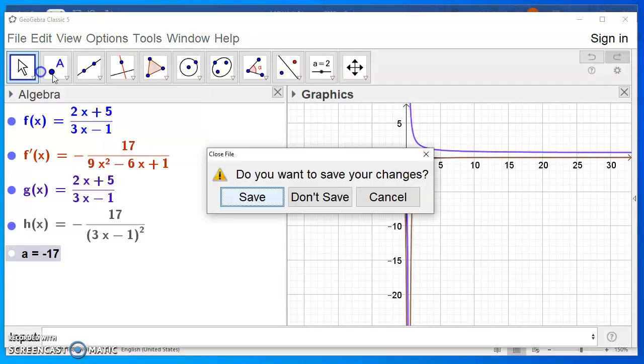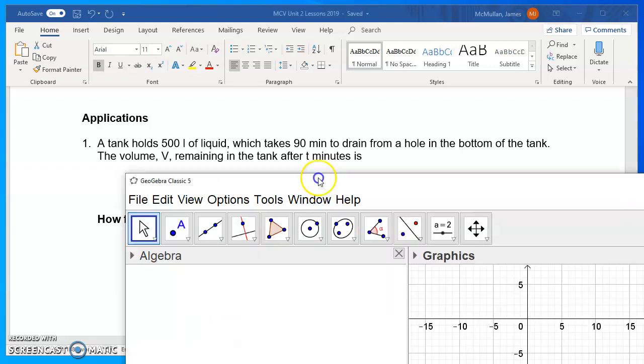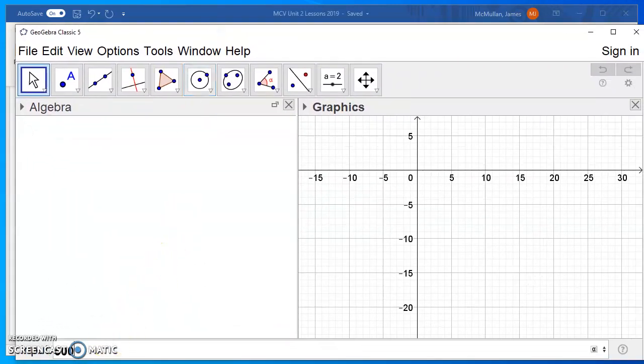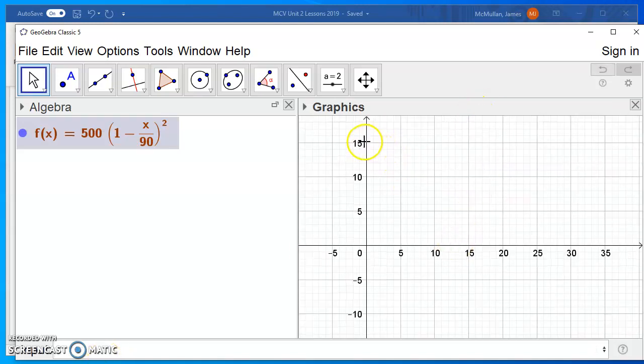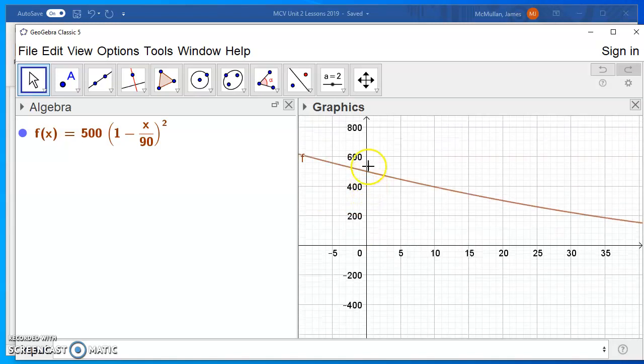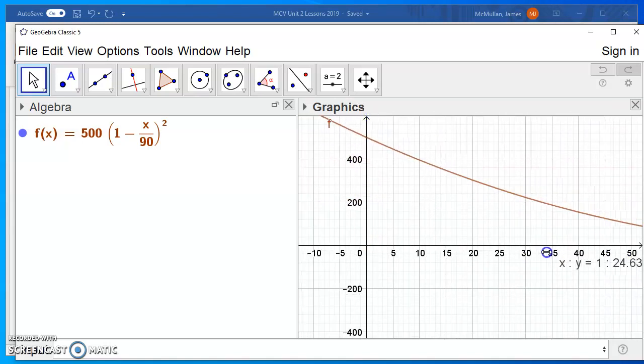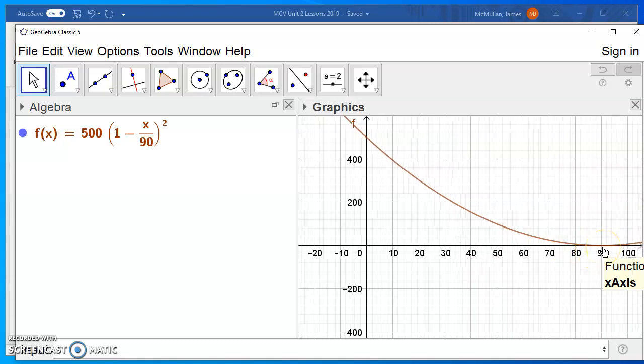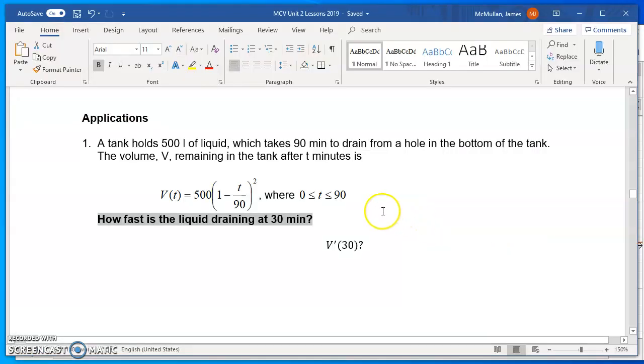So if you look at this one, let's just take a quick look at this one. So we get 500, 1 minus t over 90 squared. 500, 1 minus x over 90 squared is our equation. And of course, it should have a y-intercept at 500, which it does, and then it should have an x-intercept at 90, because that's when the tank is fully drained. You can also see that the tank drains more quickly at the beginning, and it drains slower and slower and slower as there's less and less water in there. I guess you could imagine that's because there's less pressure kind of pushing it down as the tank is less full.